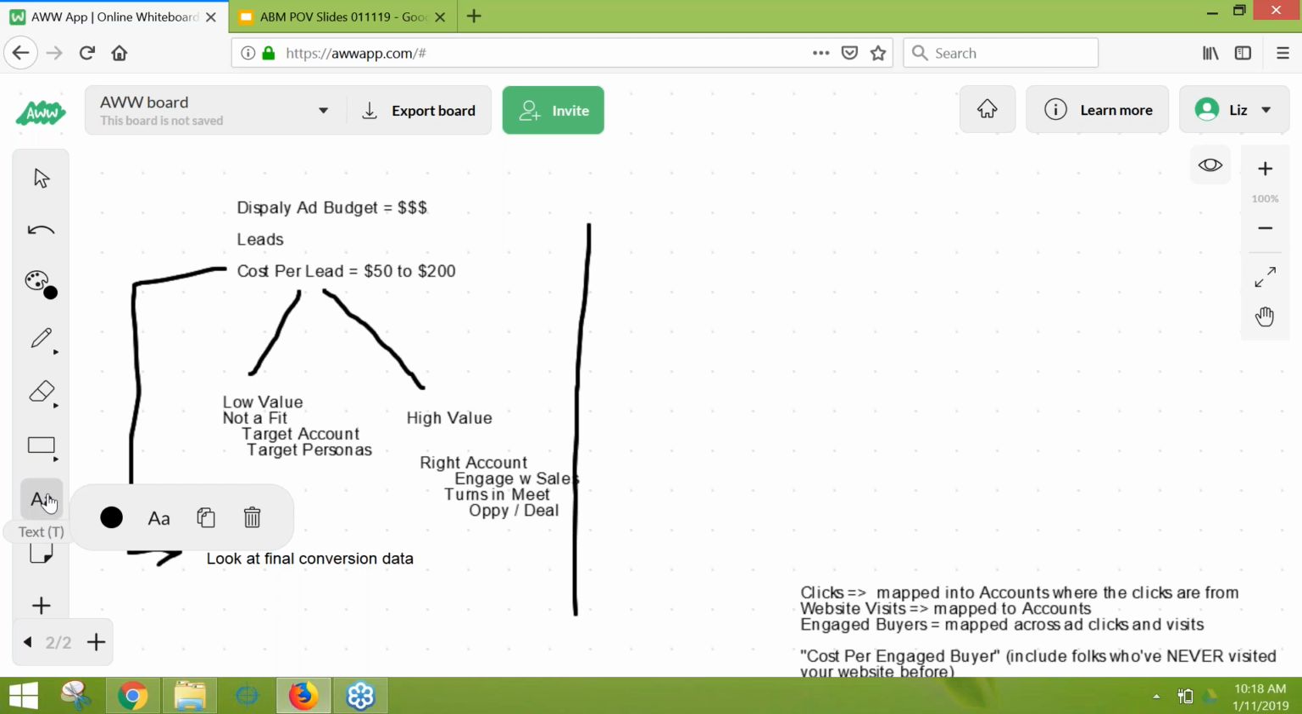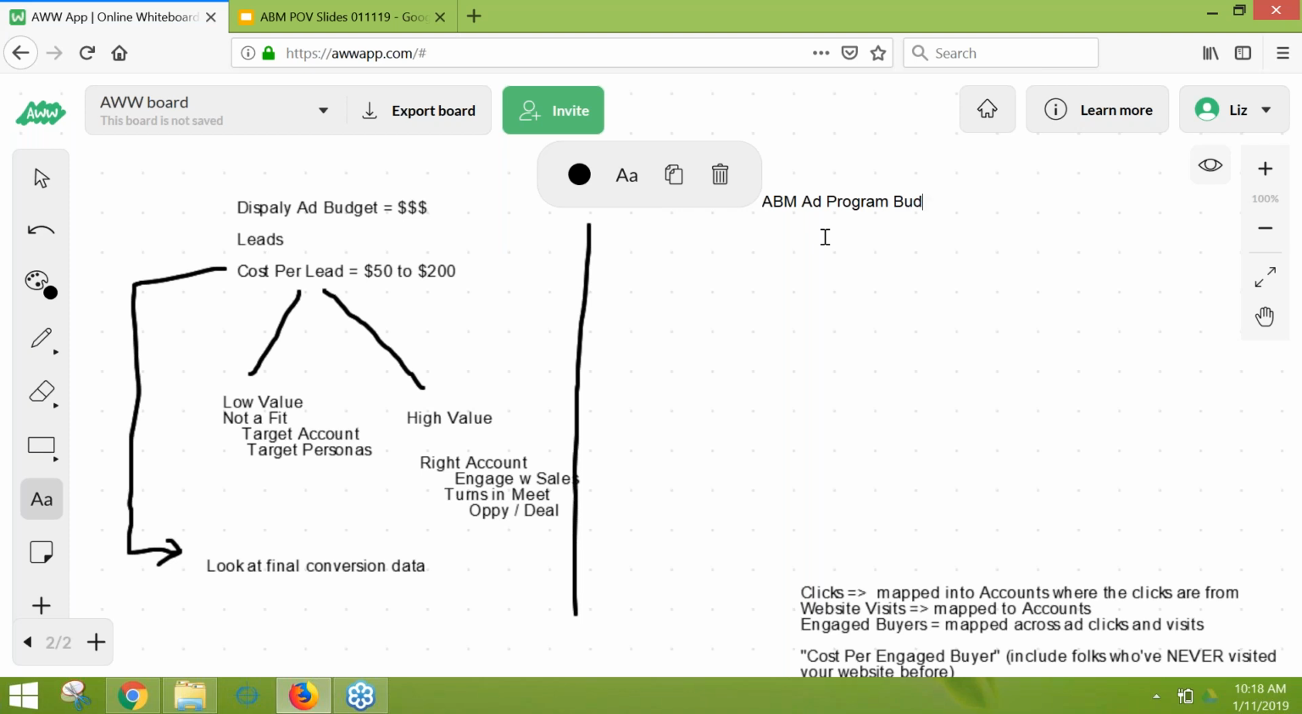Now let's look, as a contrast, at the ABM model. In the ABM model, similar to your display ad budget, you're going to have an ABM advertising program budget. That's how we tell our customers to think about it: you're putting some money into a platform, some media to serve out the ads, and some third-party data you might buy from the same vendor or on your own. But net, you spend this money, and you're going to look at your engaged buyers. If you remember, we talked about engaged buyers earlier. You can divide the total budget by the total number of engaged buyers you get.